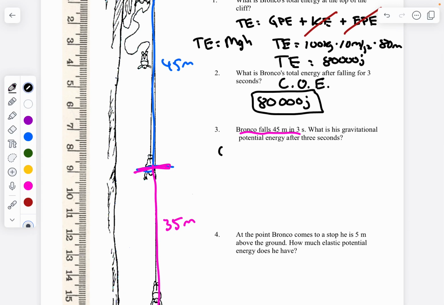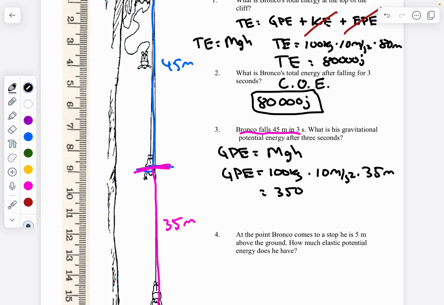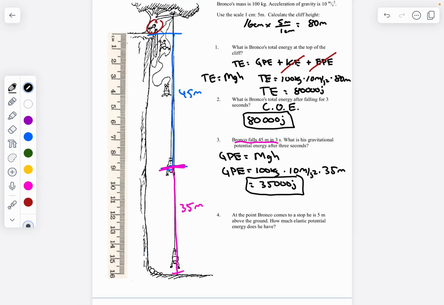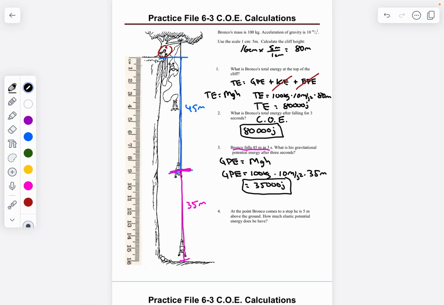We can find his gravitational potential energy because that is mgh, and we know all of these things. His GPE is going to be 100 kilograms of mass times gravity, 10 meters per second squared, times that 35 meters of height, which gives us a gravitational potential energy of 35,000 joules, which is to be expected, right? He's fallen, he's closer to the ground, that gravitational potential energy has decreased.